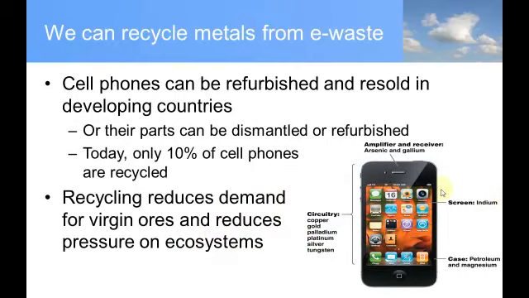There are all kinds of rare materials that go into making, for example, a typical cell phone, including gold and copper and palladium and indium and arsenic, petroleum and manganese. So a lot of cell phones today can be resold and refurbished or simply dismantled and their components recycled.